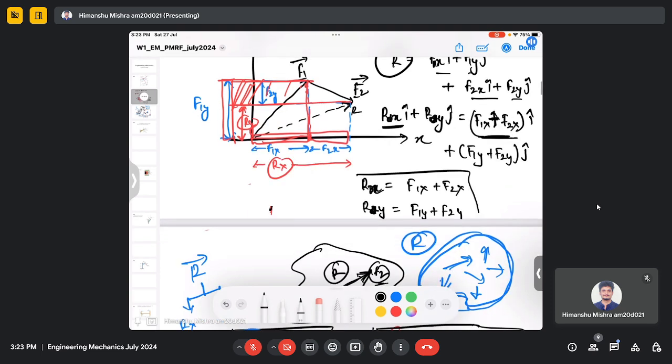Using the same definition, we can write Rx as the summation of all the forces in the x direction, and Ry as the summation of all the forces in the y direction. So my resultant force in the x-axis is the summation of all the forces in the x-axis, and my resultant force in the y-axis is the summation of all the forces in the y-axis.